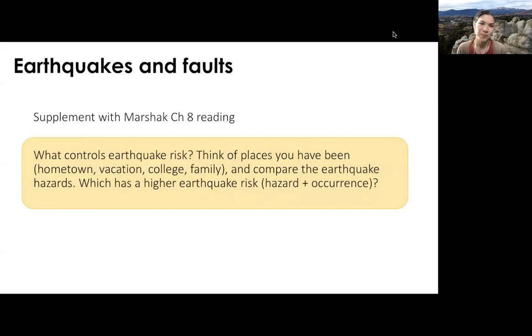Or it could be someplace you go where you visit family or something else, just some place that means something to you. And of these 3 to 5 places, I'd like you to compare the earthquake hazards within them. Which one has a higher earthquake risk? And here we're going to combine hazard and the occurrence of hazards as the earthquake risk. All right, so write that down. And once you've written that down, let's go to the next slide.